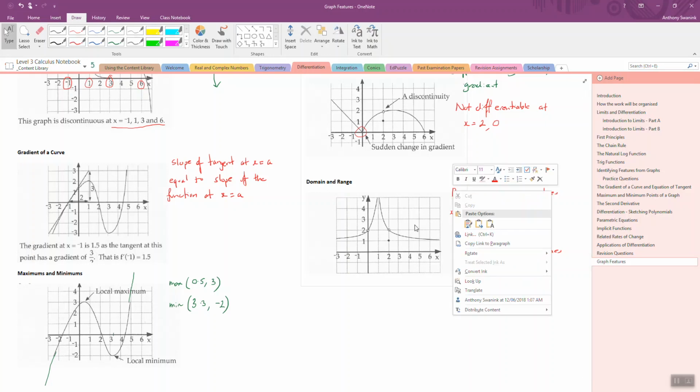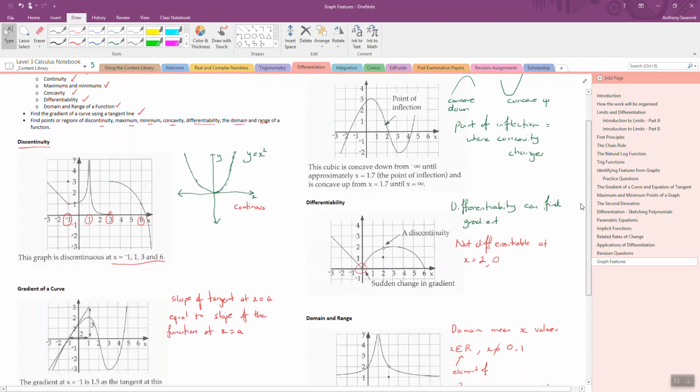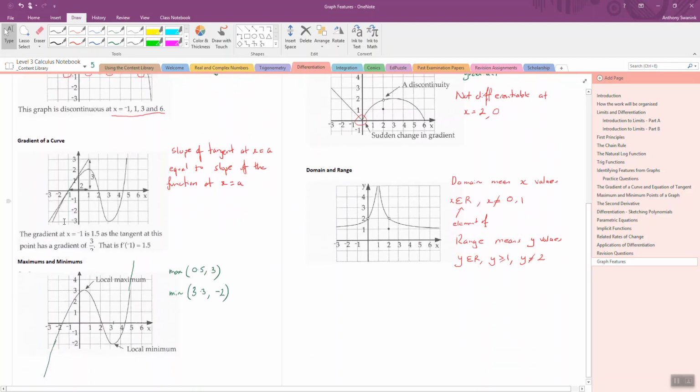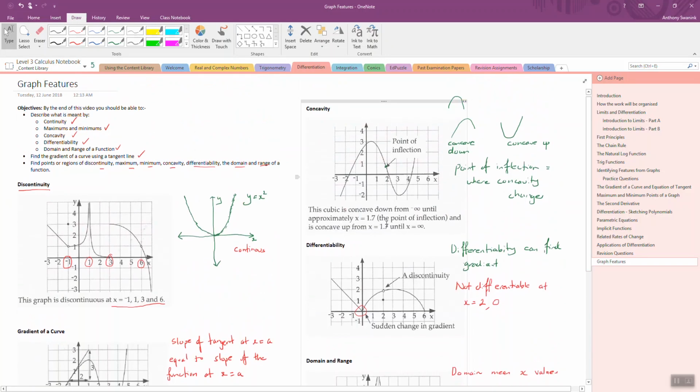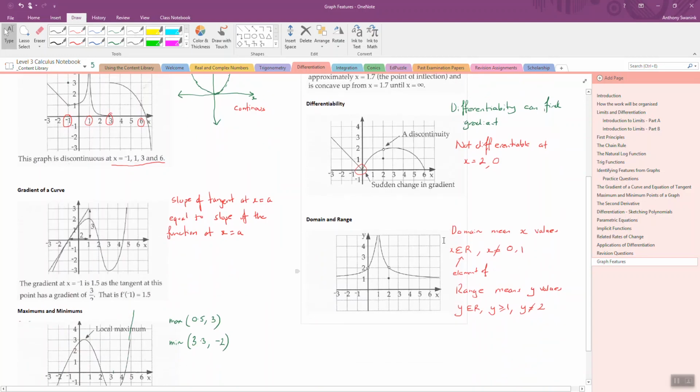So make sure that you've got a definition of continuity and discontinuity, how the slope of the tangent is equal to the gradient at a point, what we mean by maximum and minimum, what's meant by concave up and down, and also points of inflection. What we mean by differentiability, and when you can't find the gradient for a given function, and what is meant by domain and range.